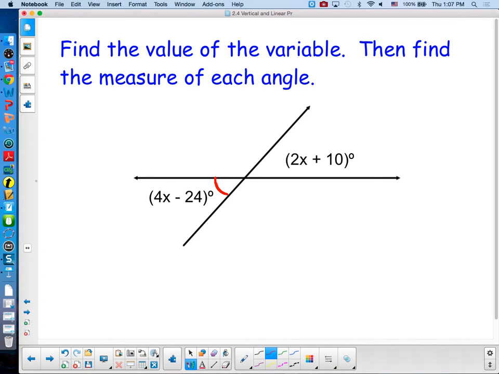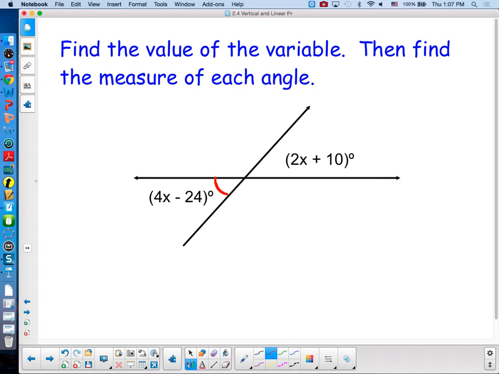Okay, so what did you use for this one when you set it up? I had the 4x minus 24 equals 180. So you're making this angle by itself be 180? Yeah. Okay, realize that's not right? Yeah. Okay, how do you do this one?